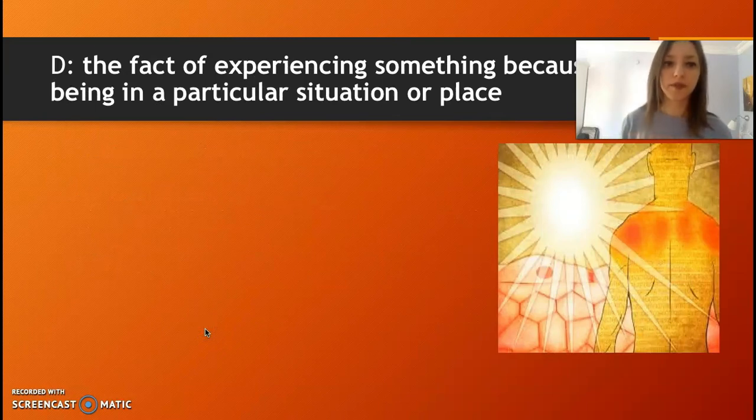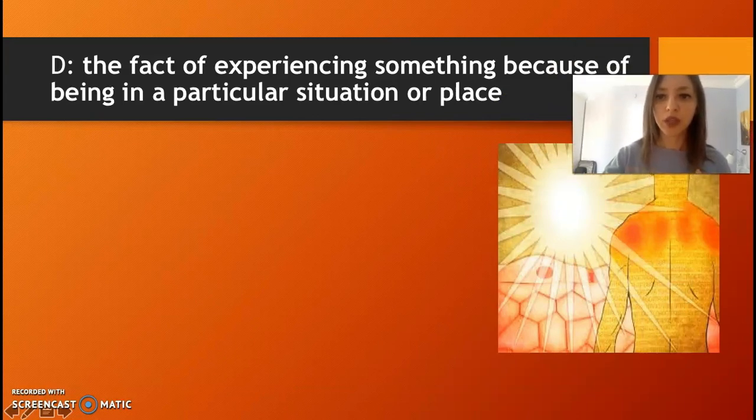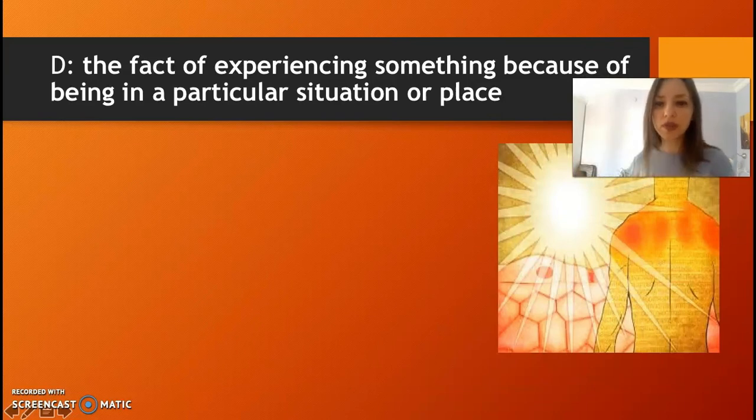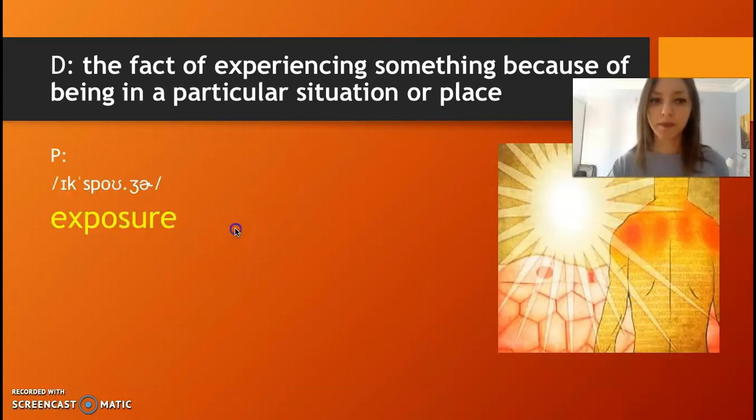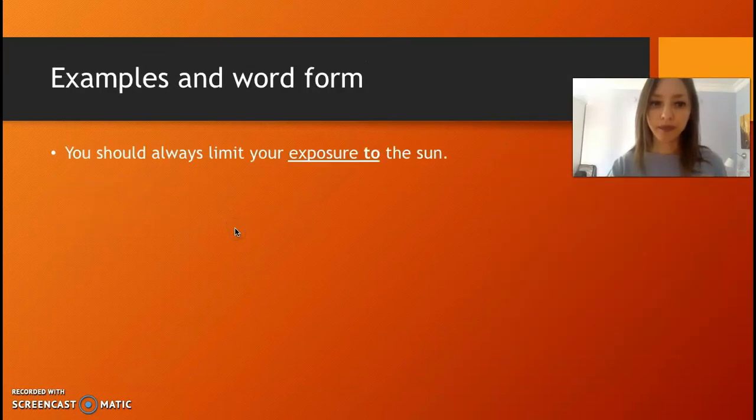And the next word. Here's a definition: the fact of experiencing something because of being in a particular situation or place. Look at the picture. There's a man there facing the sun, right? Here we can talk about exposure to the sun. So my word is exposure, all right? Repeat it, exposure. Exposure. And here's the spelling.